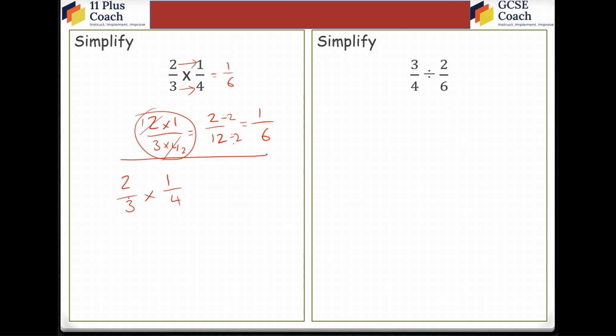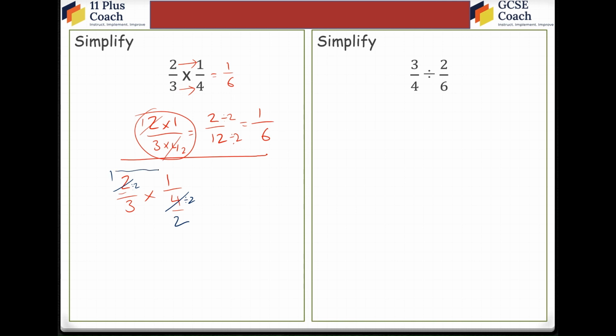Just like you simplify normal fractions, you try to find a number that goes into both the numerators and denominators. So in this case, I can see clearly 2 and 4 are both even numbers. So that means they can both be divided by 2. If I divide the first 2 by 2, I get 1. So I cross out the 2, I put 1 instead of it. And if I divide 4 by 2, I end up with 2. So what I have now as a fraction is 1 over 3 times 1 over 2.